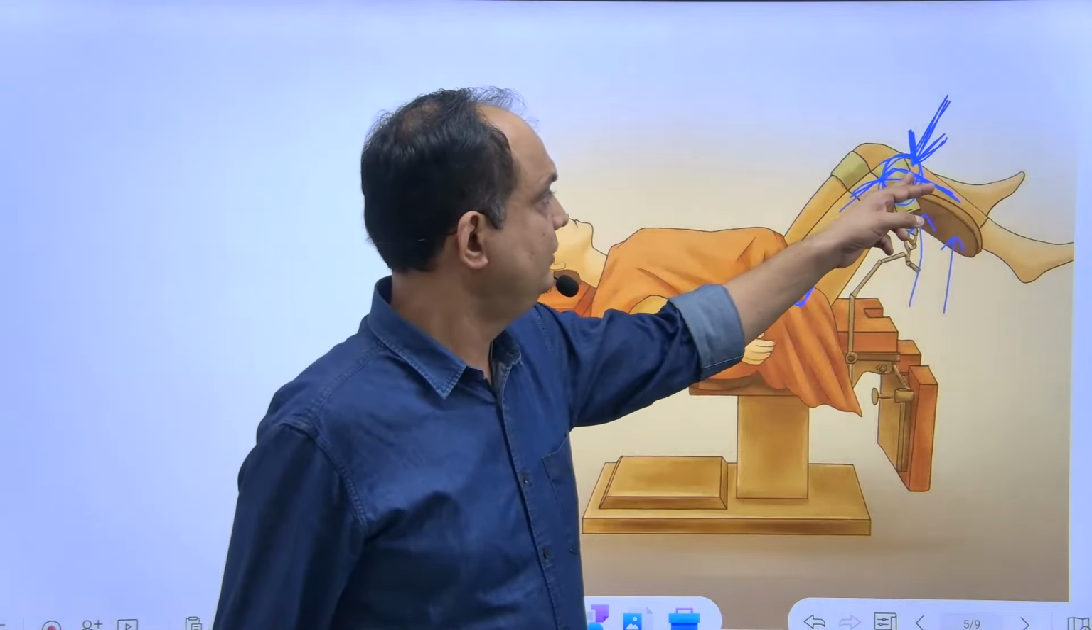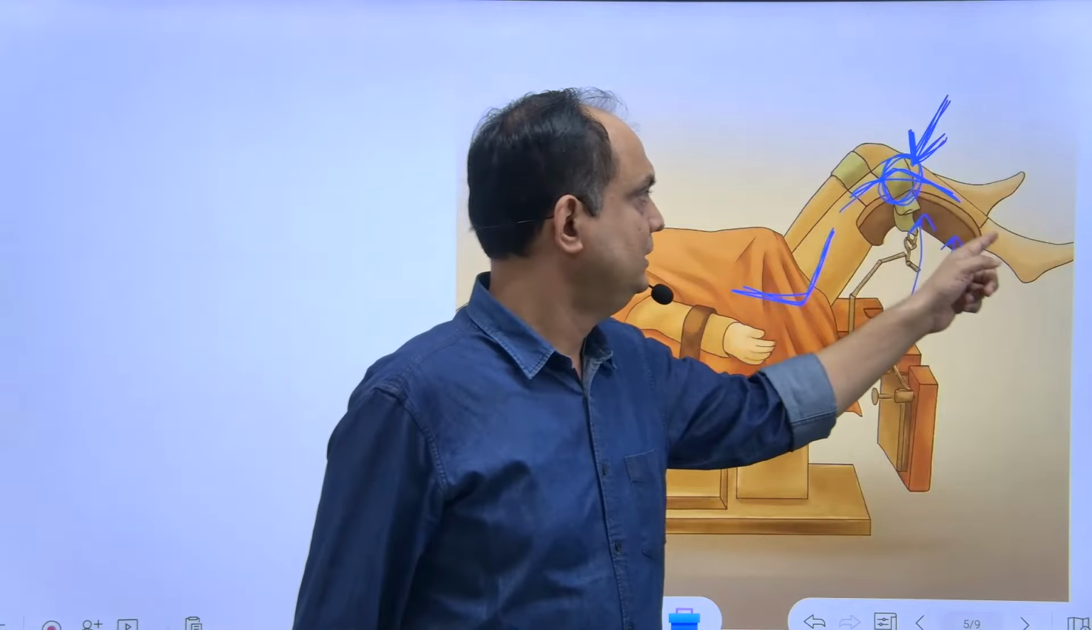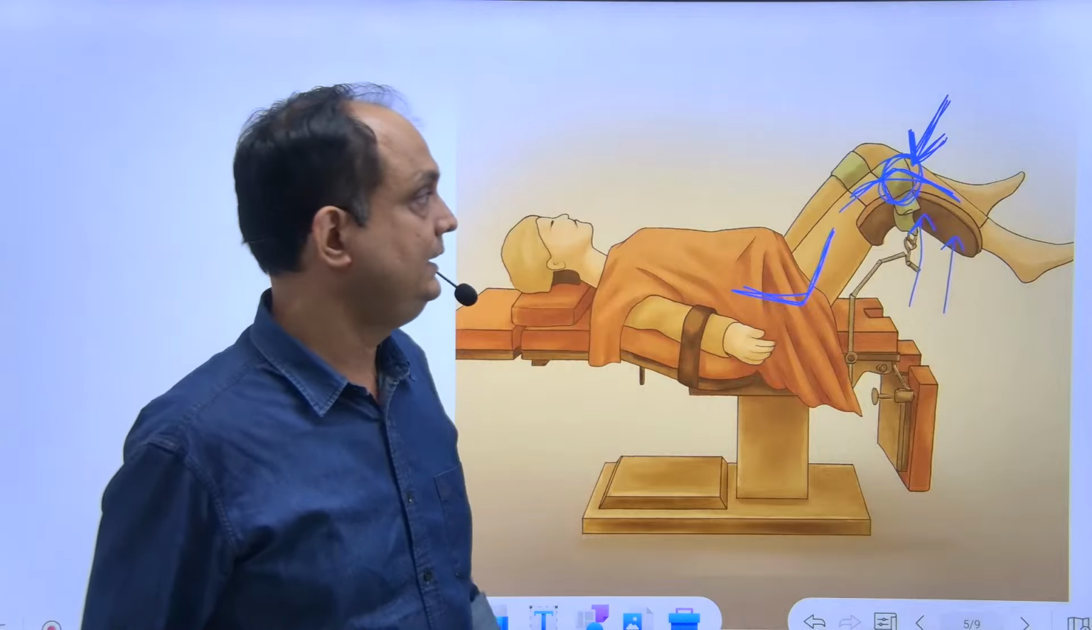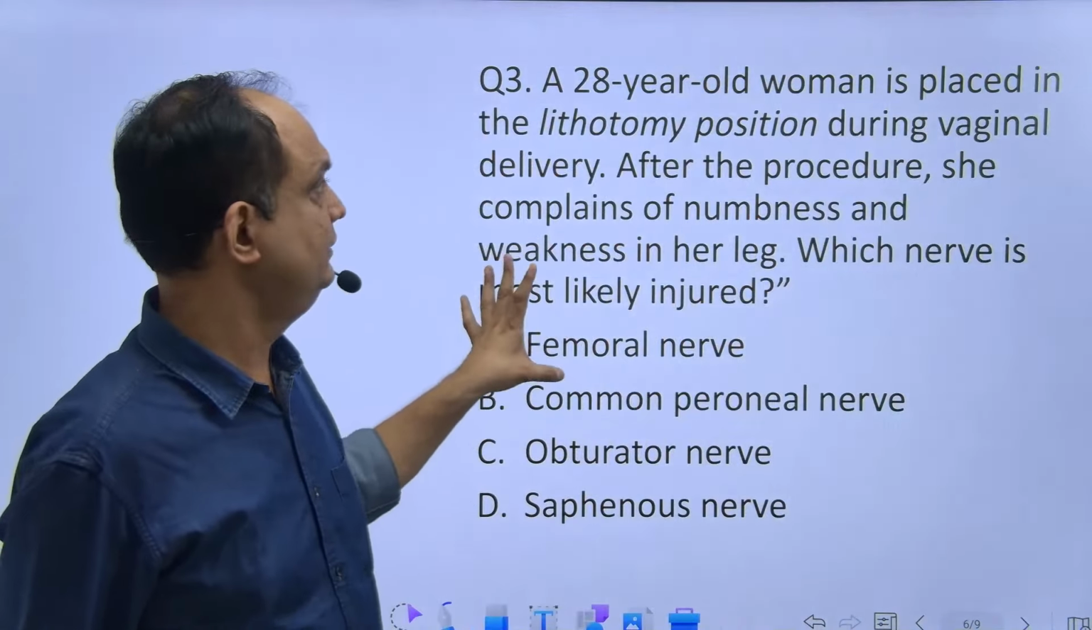Now at this point, when there is tight strapping, it will lead to paralysis in the muscles of your leg, and the nerve present here is asked about in this question. So what is the question?